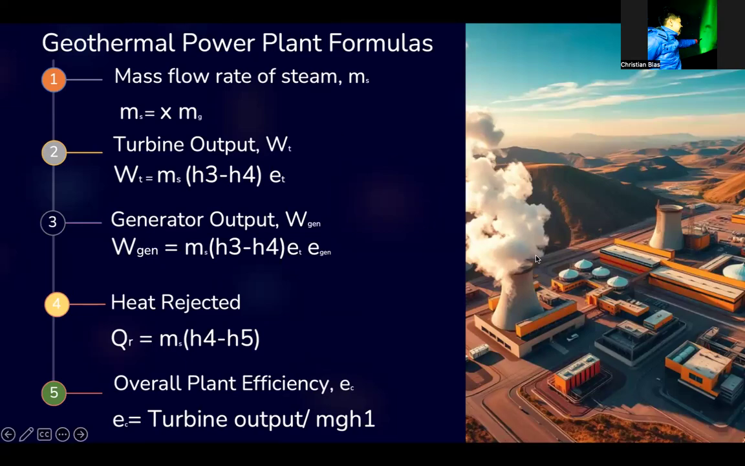These are some of the formulas that we are going to use in solving geothermal power plant problems. We have the mass flow of steam, ms equals the quality of the steam multiplied by the mass. Turbine output: the work of the turbine is equal to the mass of the steam multiplied by H3 minus H4, or enthalpy 3 minus enthalpy 4, multiplied by the turbine efficiency. For the generator output, Wgen is equal to ms times H3 minus H4, multiplied by the turbine efficiency and then the generator efficiency. We also have the heat rejected equals ms times H4 minus H5, and the overall plant efficiency is the turbine output over the heat input. These are some of the formulas that we are going to use.